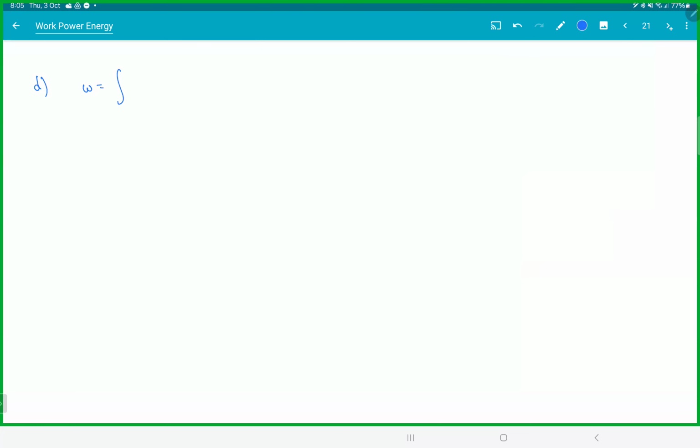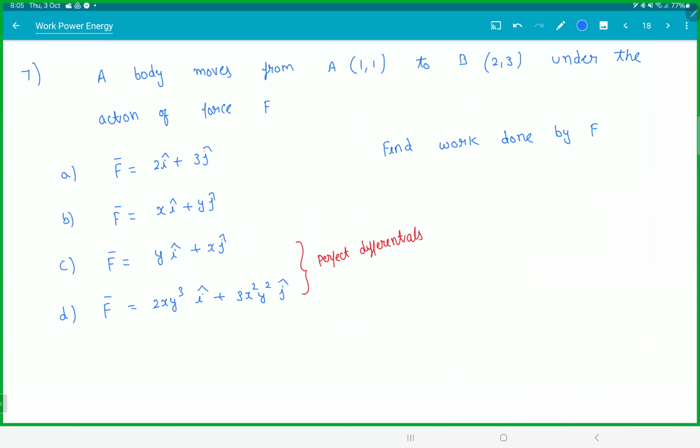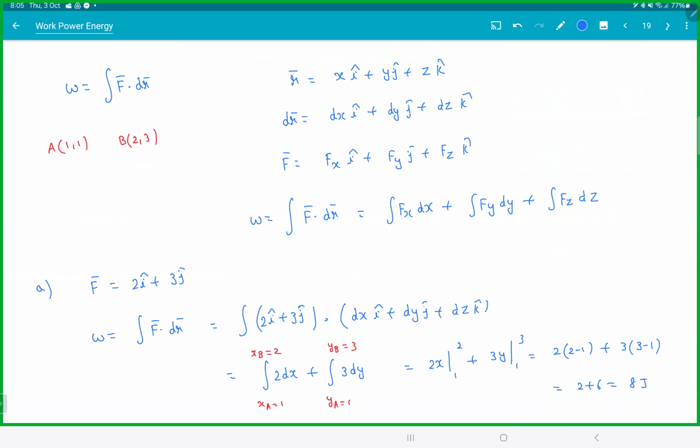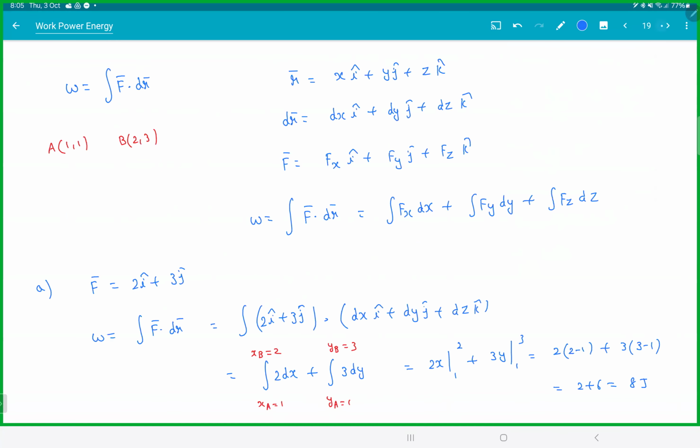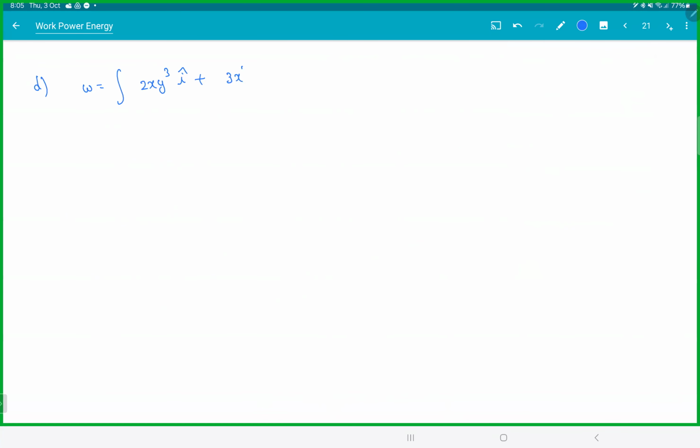So work done is integral 2xy cube i cap plus 3x square y square j cap. So the main headache is to figure out what will be the differential function. Generally, when people see something like this, they'll get like, what the hell?